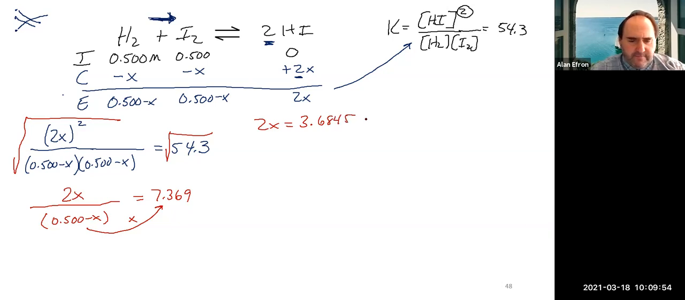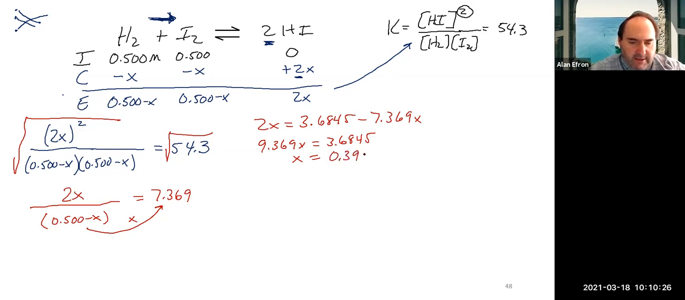3.6845 minus 7.369x. We're going to combine our x's on the other side. That's going to give us basically 9.369x is equal to 3.6845. Dividing that 9.369 to the other side, that's going to give us 0.393 as our x value.